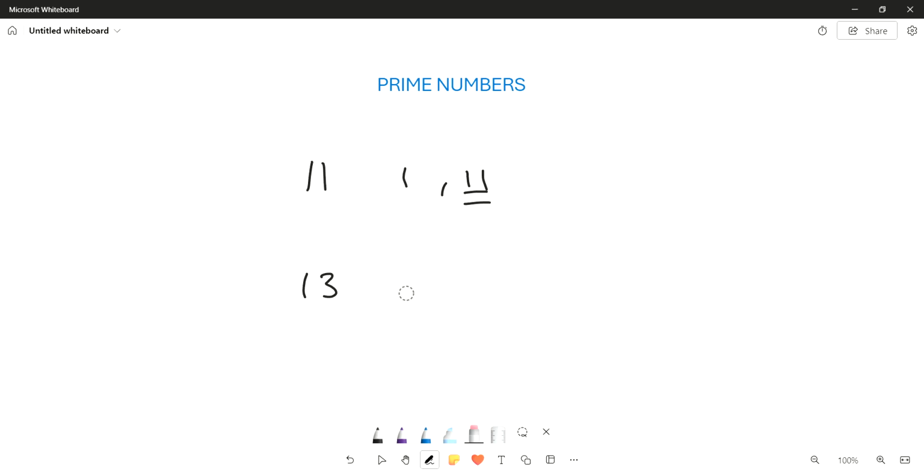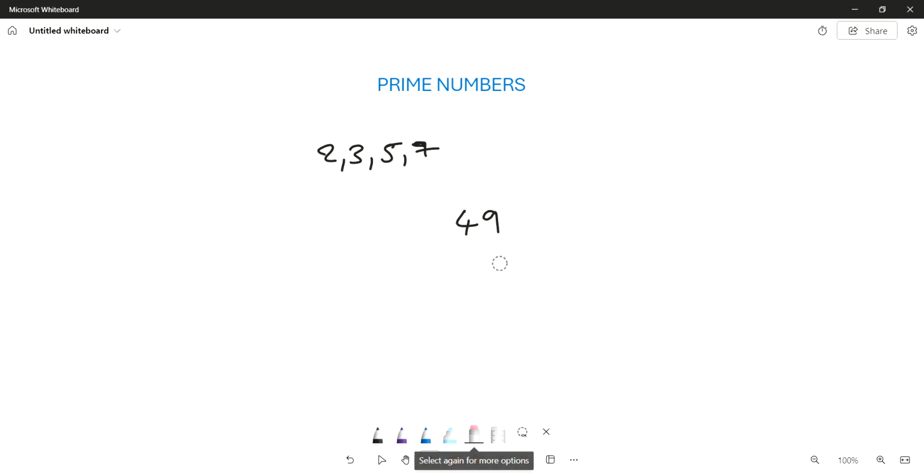Now a tip: use the first few prime numbers if you want to check whether a number is prime. So for instance, let's say we want to check if 49 is prime, we can divide it by 2, 3, 5 or 7. If you can't divide it by any of these, there's a high chance that it is prime. As you can see here, 49 is divisible by 7, so this one is not prime.